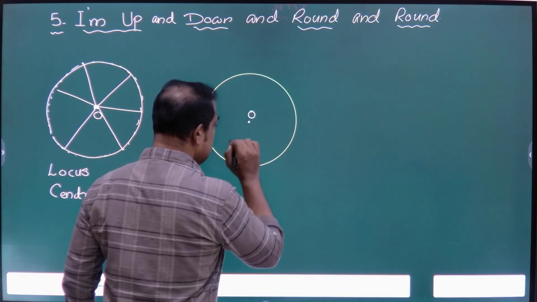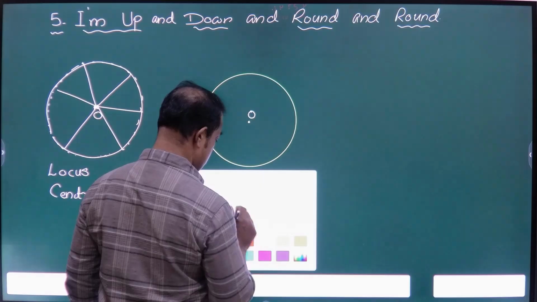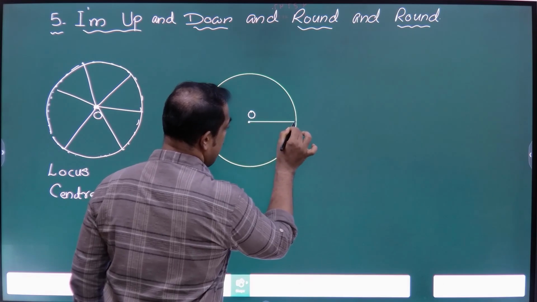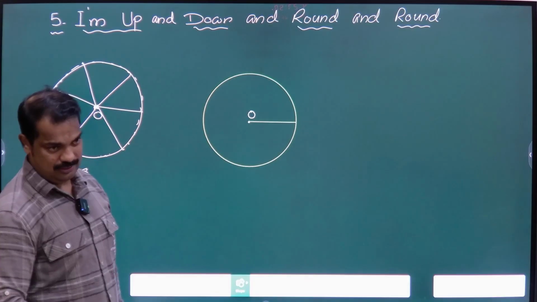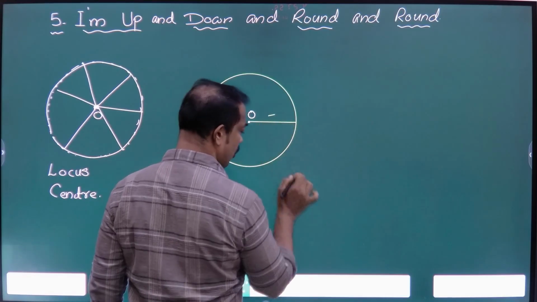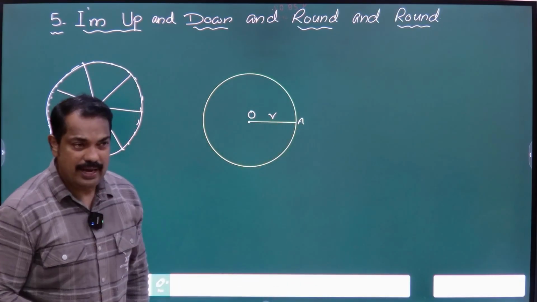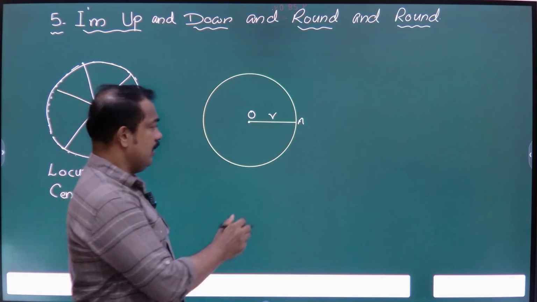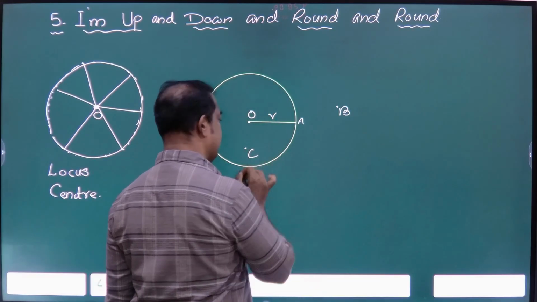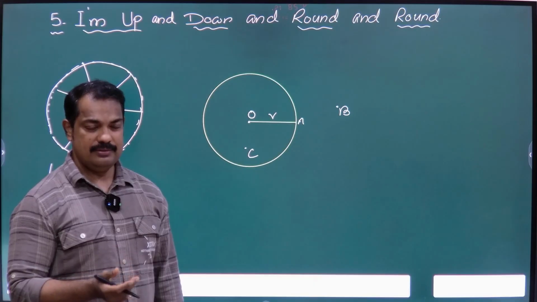Now, the distance from the center of the circle to any point on the circle is called the radius. This point A is where? On the circle. This point B is where? Outside the circle. C, A, O, where? Inside the circle.